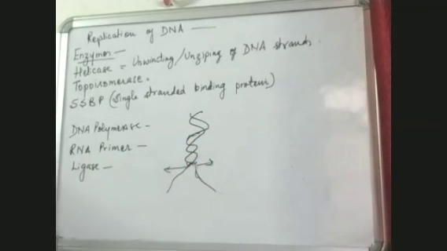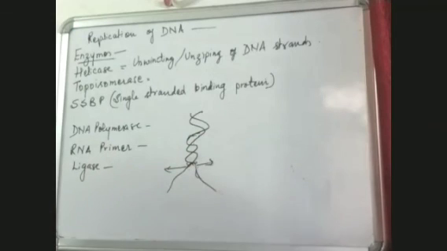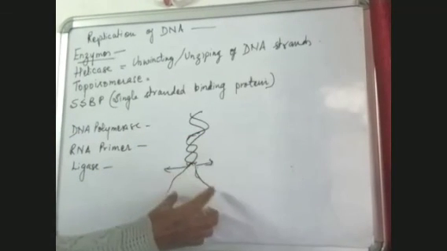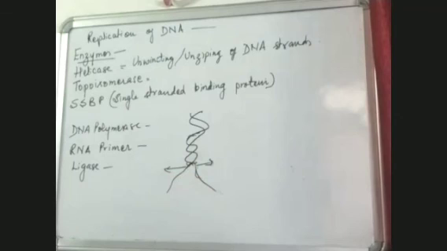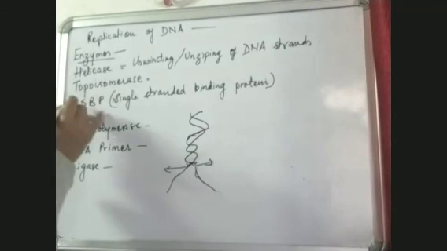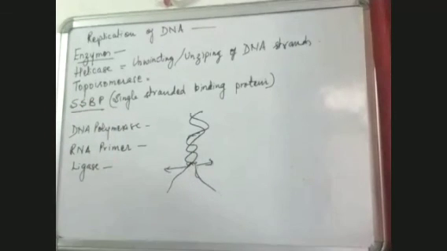Now once the coiling is removed, the replication process has to start. For that, the DNA should remain in this position, otherwise the replication process will not take place properly. The DNA strands should remain in this position until the replication takes place, and that is brought about by SSBP, single stranded binding protein. This single stranded binding protein keeps the DNA strands in position, far apart, so that the process of replication may proceed.